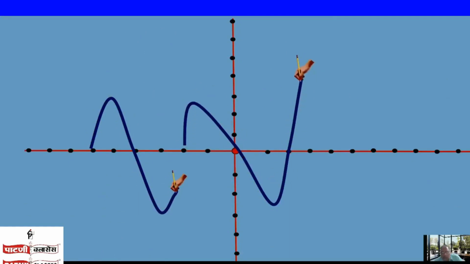This graph cannot be drawn without lifting the pen because a certain part is broken. There is a certain gap where the graph is not present. So to draw this graph, we are required to lift the pen off the paper, then only we can complete the graph.